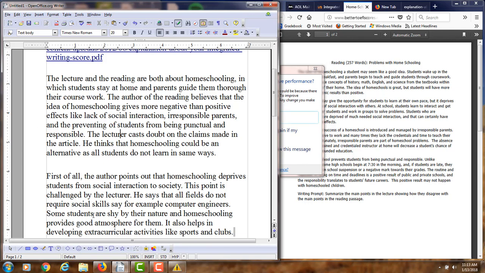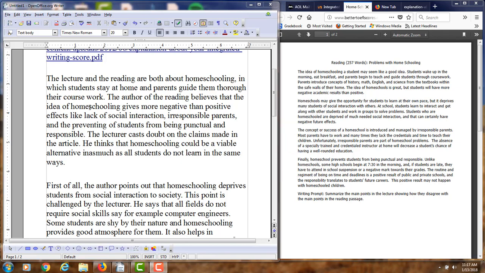Now, give me a quick second here. Okay, so we're looking at your first paragraph a little bit more. I made some changes. The author of the reading believes that the idea of homeschool gives more negative than positive effects, like lack of social interaction, irresponsible parents, and the preventing of students from being punctual and responsible. The lecturer casts doubt on the claims made in the article. He thinks that homeschooling could be a viable alternative in as much as, I use this instead of as, all students do not learn in the same way.